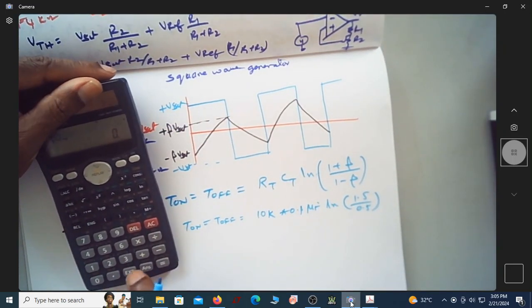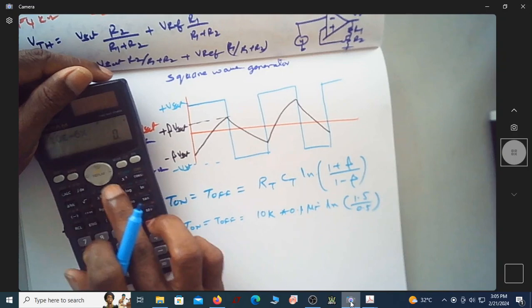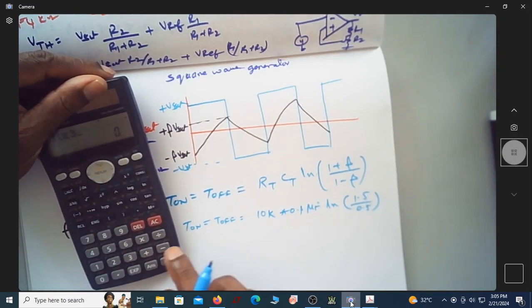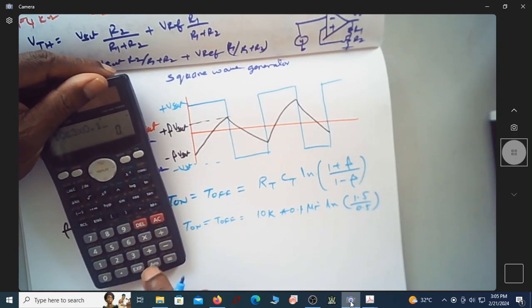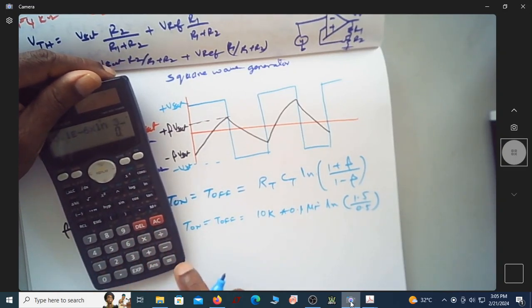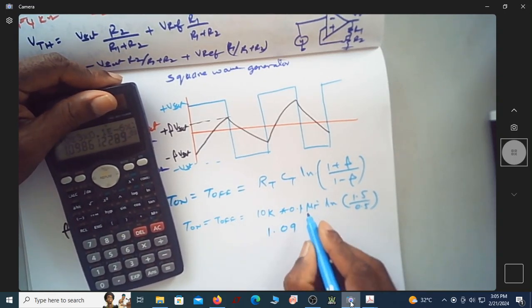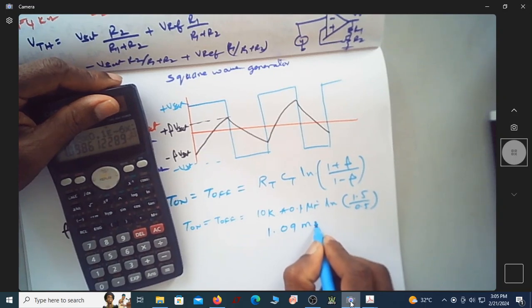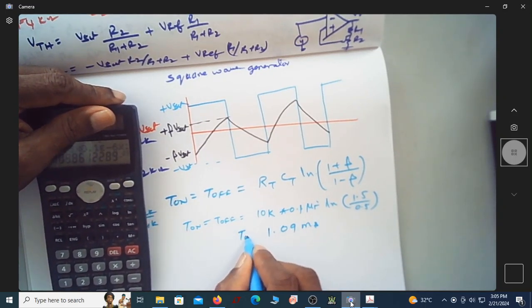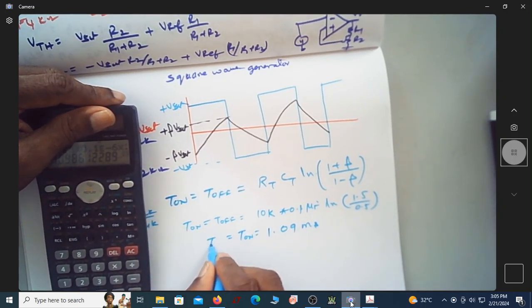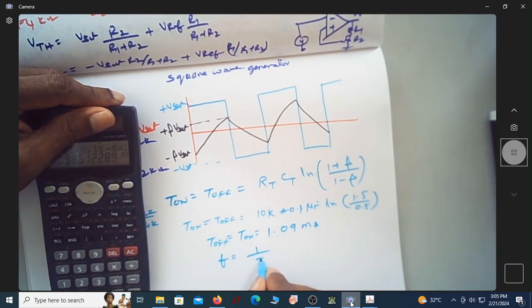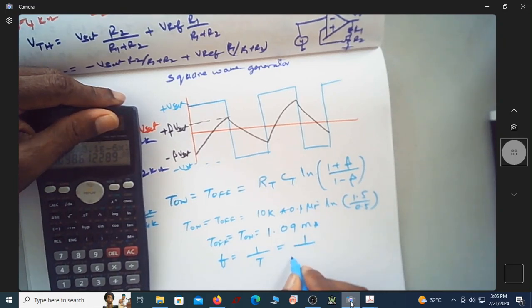It is 10 exponential minus 6 into 10 exponential 3 into 0.1 exponential minus 6 into ln of 3. This is 1.09 millisecond. This is the T on is equal to T off. Then what is frequency? Frequency is 1 over T, which is nothing but 1 over T on plus T off.